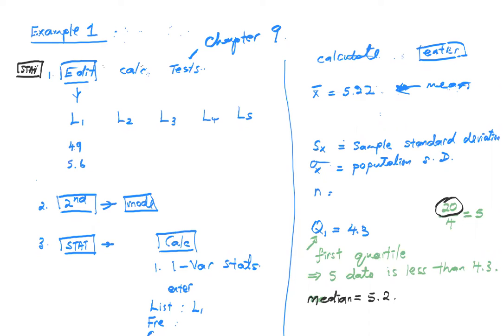You got how many data in this case? 20. Okay, so explain according to this case. Half of the data is more than 5.2. Half. What is the meaning of half here? 10. 10 out of 20.